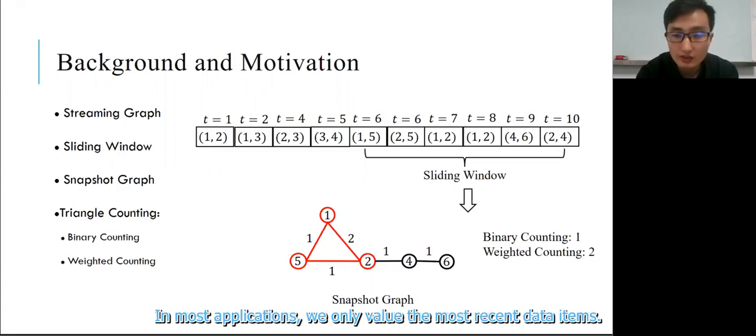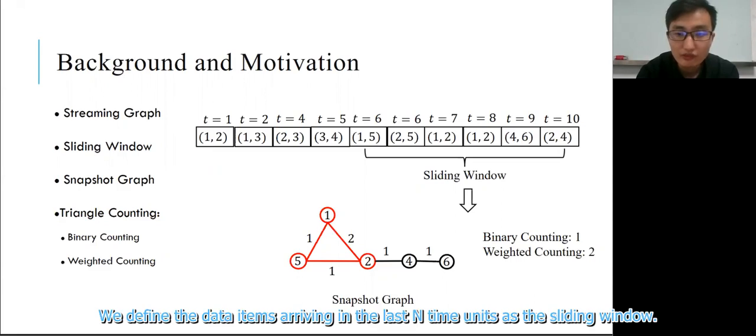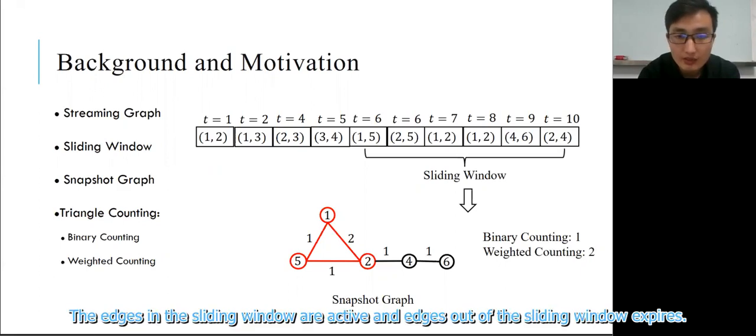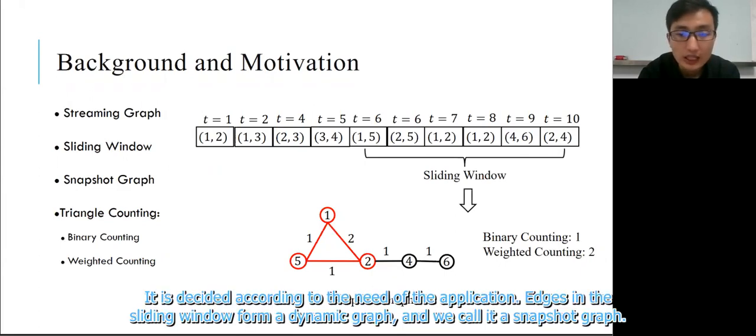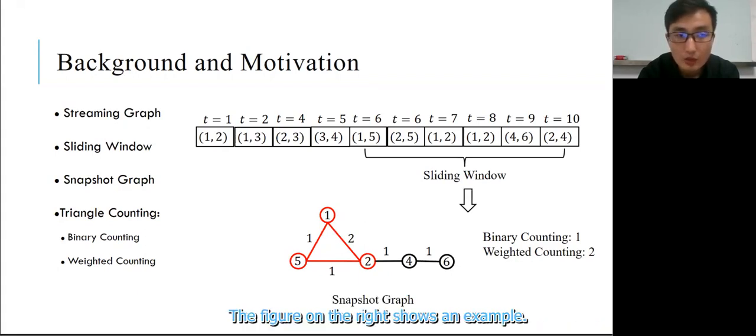In most applications, we only value the most recent data items. We define the data items arriving in the last n time units as a sliding window. The edges in the sliding window are active, and edges out of the sliding window expire. N is the length of the sliding window. It is decided according to the need of the application. Edges in the sliding window form a dynamic graph, and we call it a snapshot graph. The figure on the right shows an example.